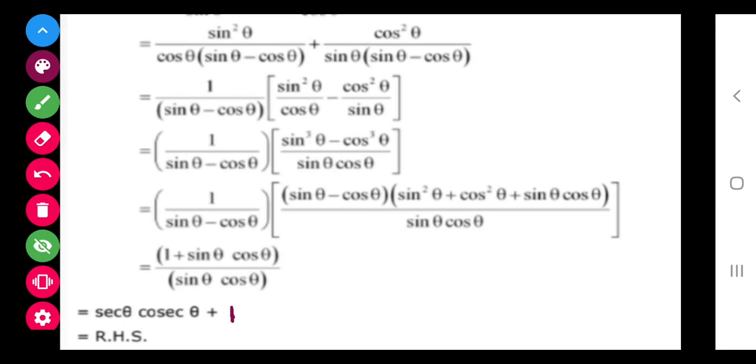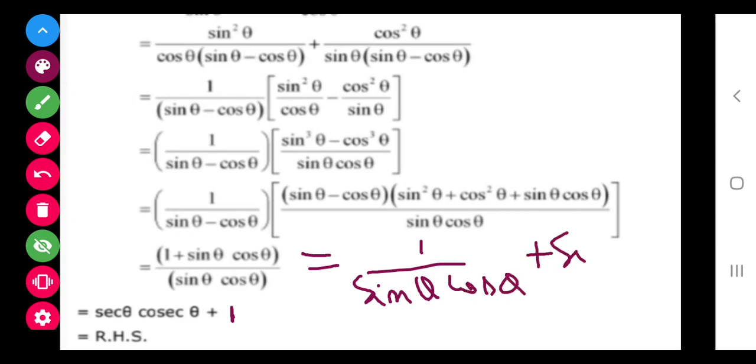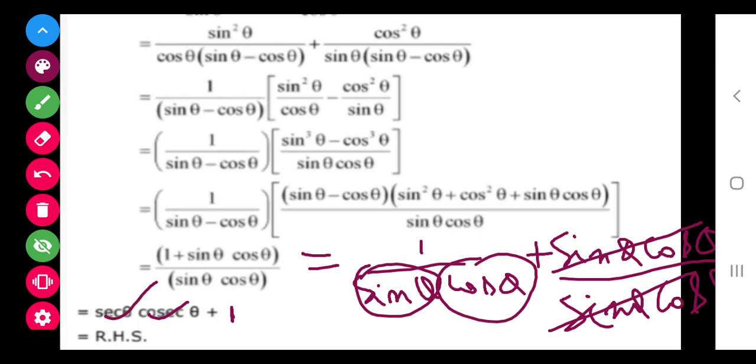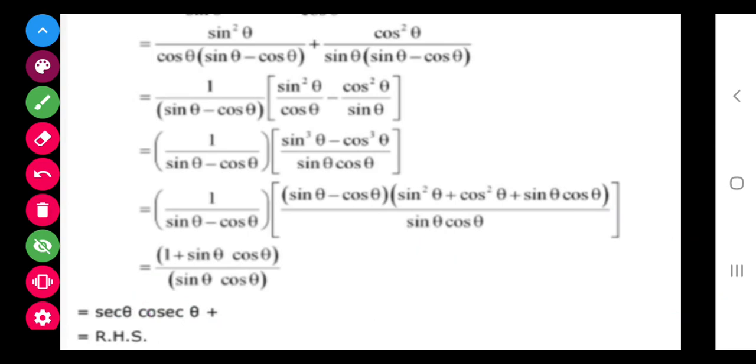Now the next step can be done like 1 upon sine theta cos theta plus sine theta cos theta upon sine theta cos theta. In this, sine theta cos theta can be cancelled. This can be written as cosec theta. This can be written as sec theta plus 1. So finally, which was our RHS? This was our RHS.